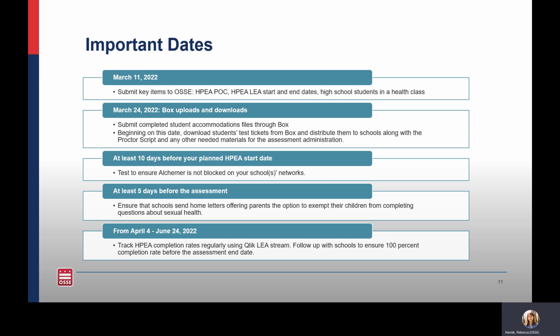The next important date comes a minimum of 10 days before your planned HPEA start date, which is to test to ensure that Alchemer, the survey tool platform, is not blocked on your school networks. At least 5 days before the assessment, ensure that schools have sent home letters offering parents the option to exempt their children from completing questions about sexual health. We'll cover that more shortly. And finally, from April 4th through June 24th, 2022, or whenever your LEA completes the assessment, track HPEA completion regularly using the Click LEA stream. Follow up with schools to ensure 100% completion before the assessment end date.